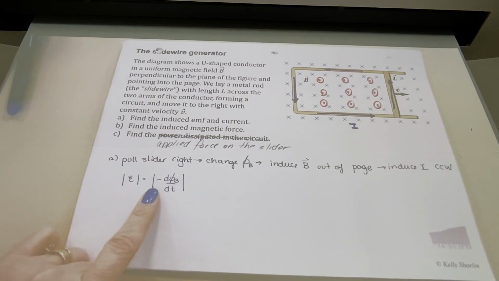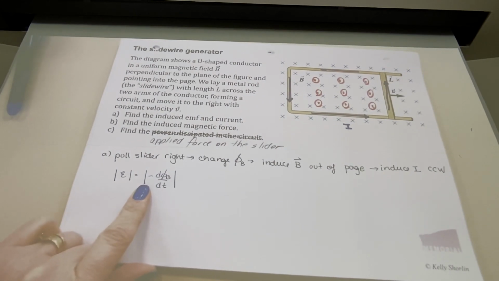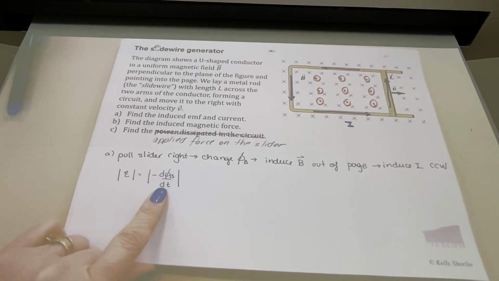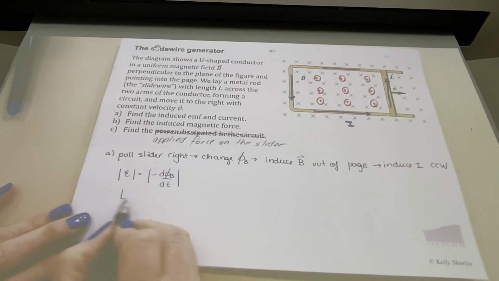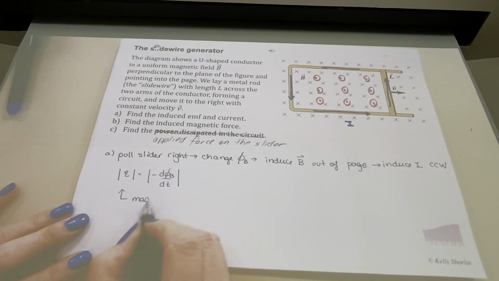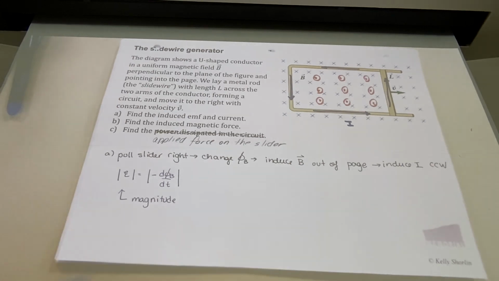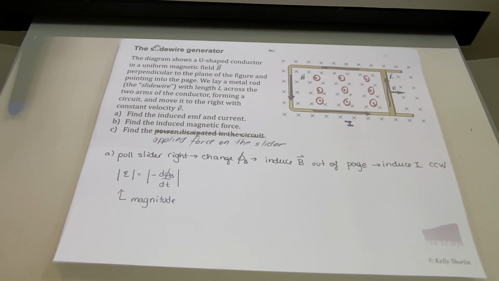We know that the negative sign implies that the potential is induced in such a way as to oppose the change. So it's okay if we just want to find the magnitude of the induced potential, because the direction of our current takes care of the negative sign. So if we want to find this, we're going to need our change in flux.